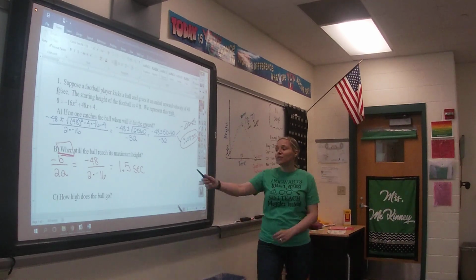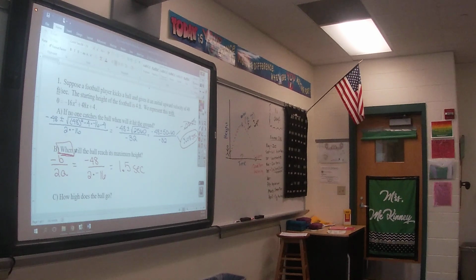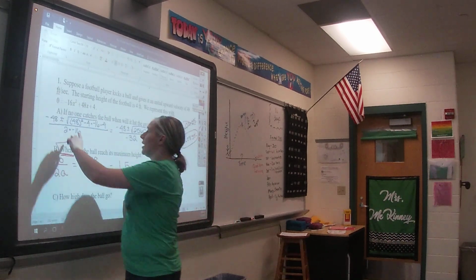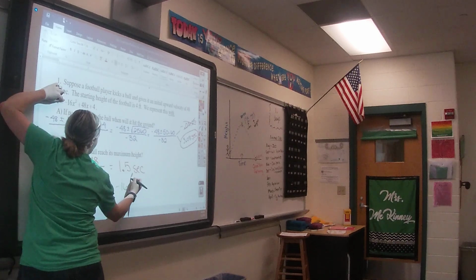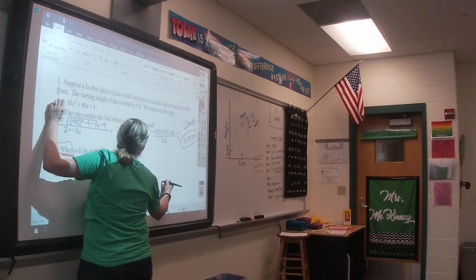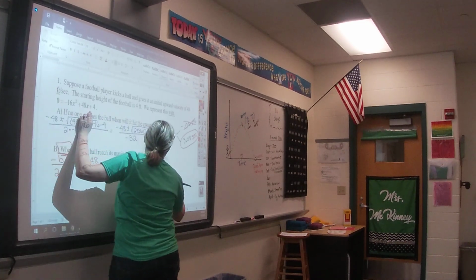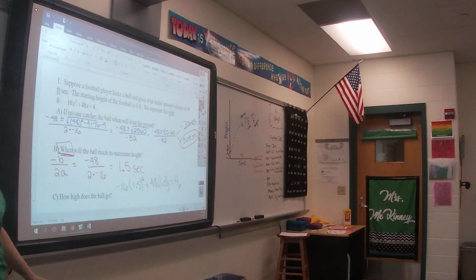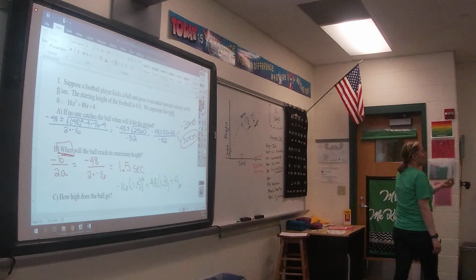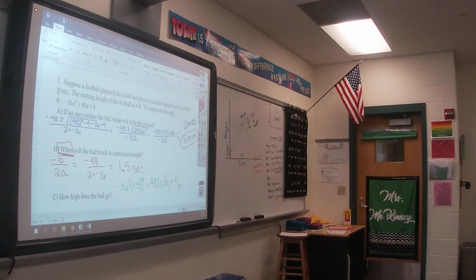So we need to take the value that we got for our when and plug it back into the original equation. So let's see, negative 16. I'm going to squish it in down here so we can see it all at once. So negative 16 times 1.5 squared plus 48 times 1.5 plus 4. Is this for B or C? C. Right? This is the how high does it go? It's the y value because our y value represents height. Our x value represents time.